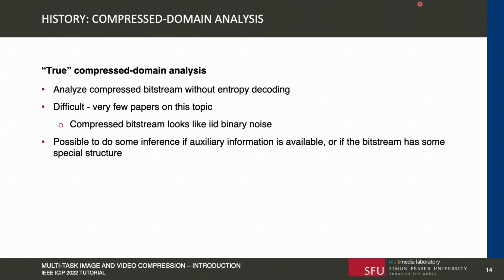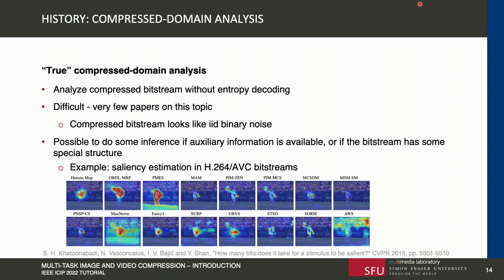One example is visual saliency estimation in H.264 bit streams. This type of analysis relies on being able to tell how many bits are used per block to encode a given frame. This is called operational block description length, or OBDL for short. And using this information, together with some post-processing, it is possible to predict visual saliency.